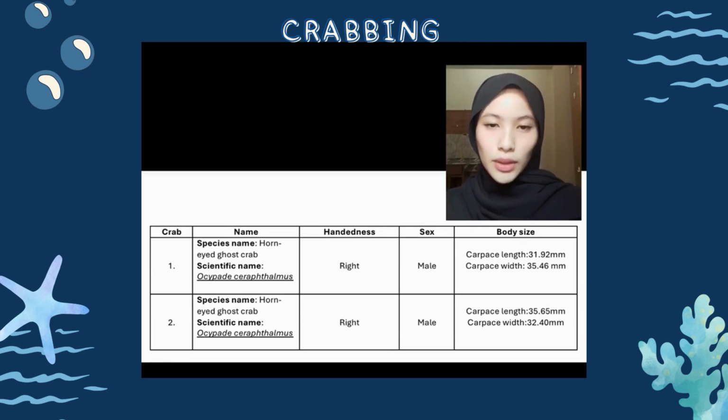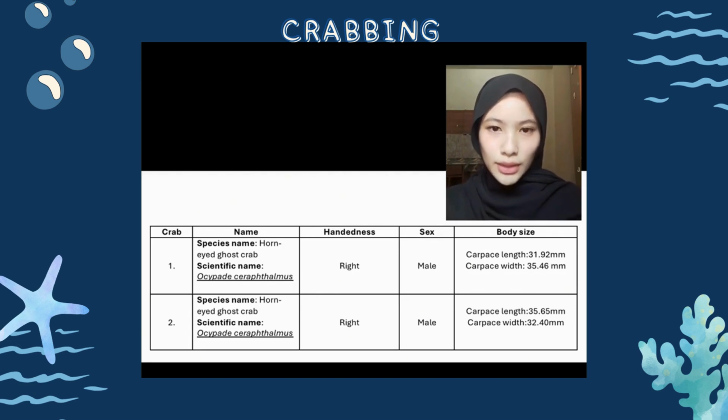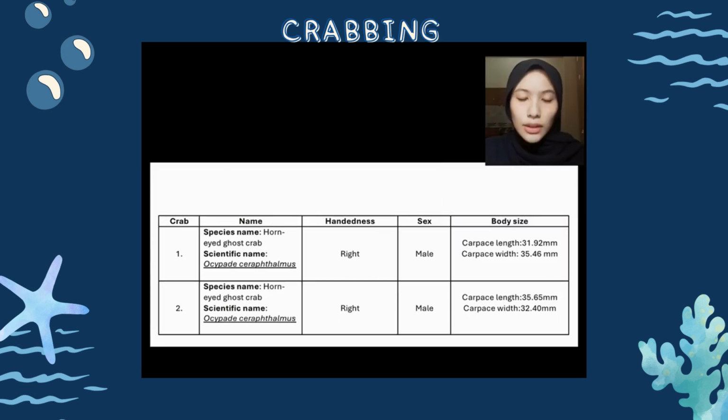Based on the data, we can see that the carapace length for the first crab is shorter than the second crab, while the carapace width is wider than the second crab. Hence, we can see there is actually no big difference between the 2 crabs. There were no big problems faced during the crabbing method, but one of the problems we faced is that several unwanted species of crab, such as hermit crabs, were trapped in the bait we set up.